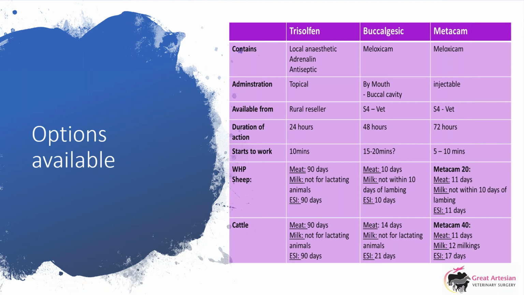Meloxicam injectables, of which Medicam is an example brand here, they do have the longest duration of action, 72 hours, and again have a lag phase before they work. And they do have the shortest withhold period available there. So there's some options for you available, just so people are aware of what's out there.